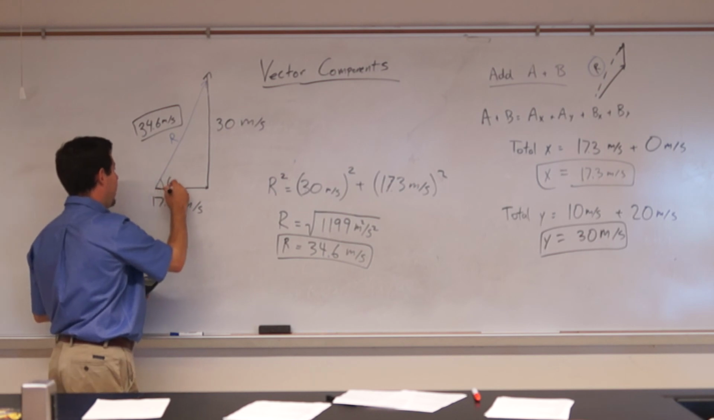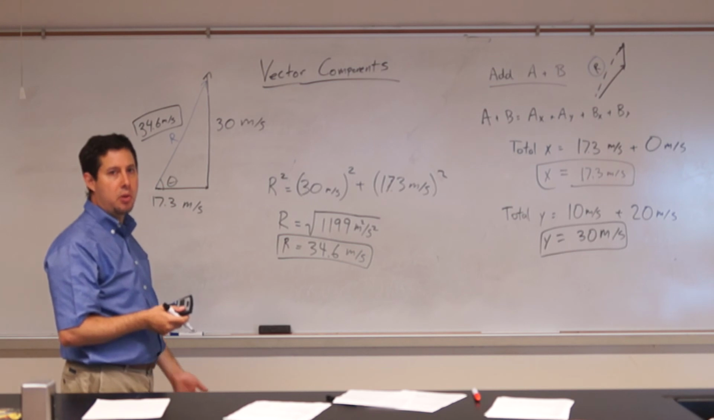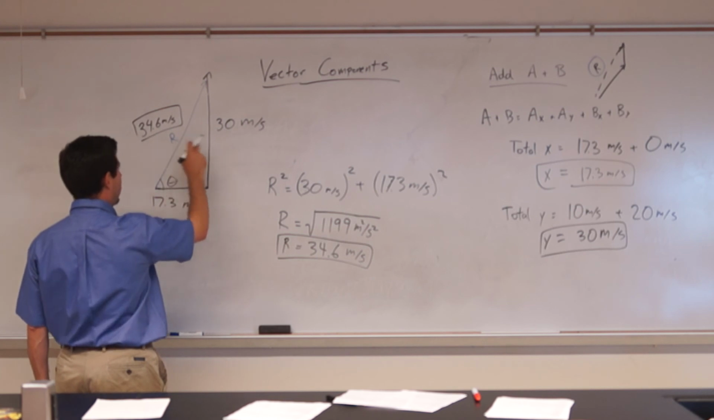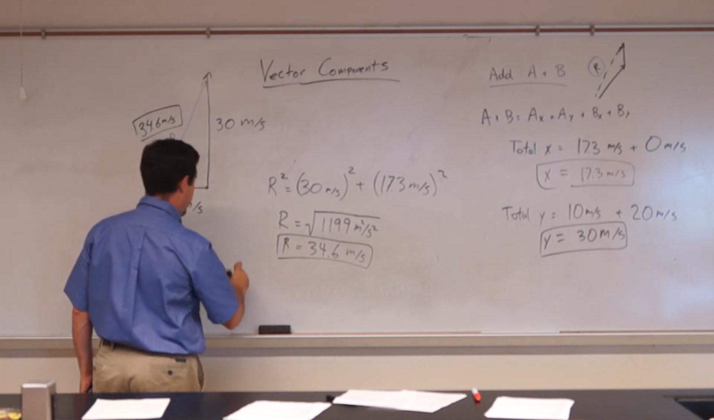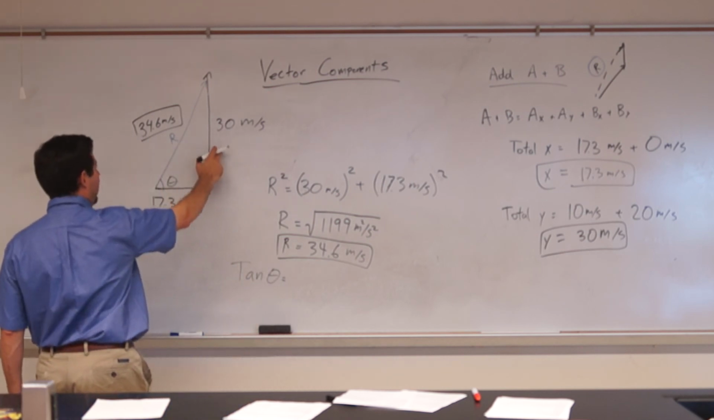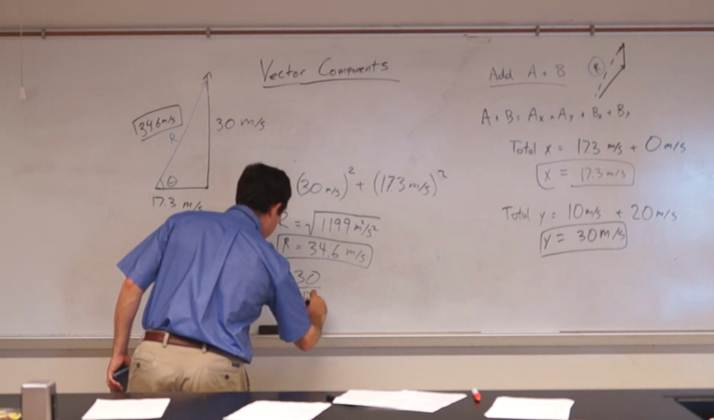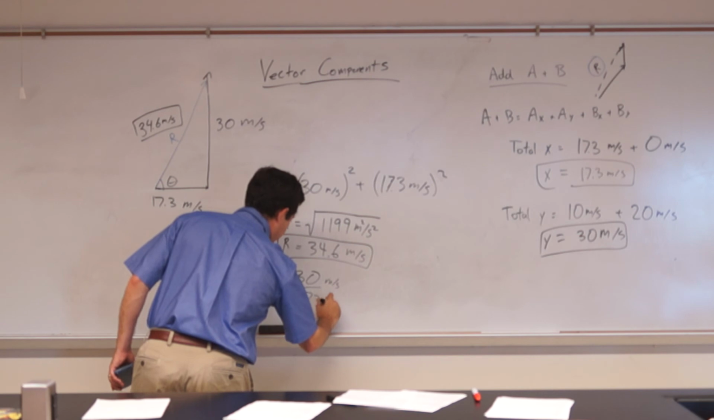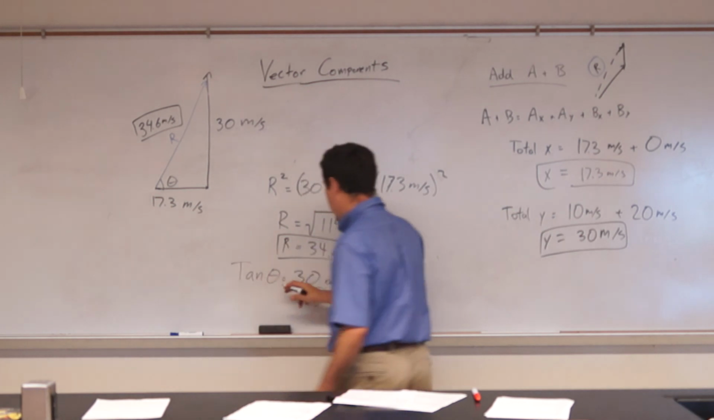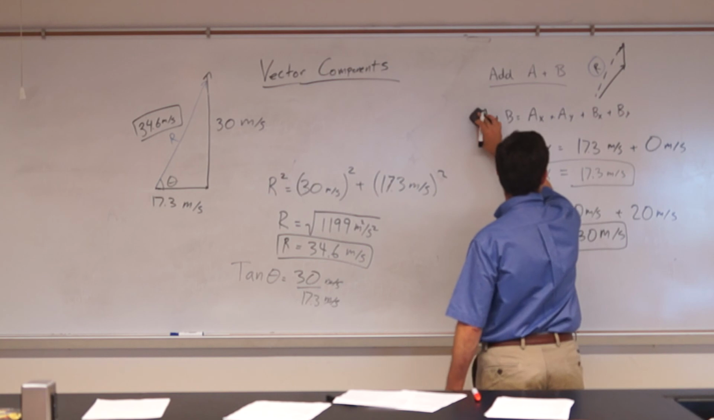And we could even find angle theta. And you can do this now that we have all three sides with the sine or the cosine or the tangent. But let's just say, for example, because this was a calculation, we're going to start with these two. We know that the tangent of theta is equal to opposite over adjacent. So 30 divided by 17.3 meters per second. The units end up canceling out. That's a good thing in this case. So the tangent of theta is 30 divided by 17.3.